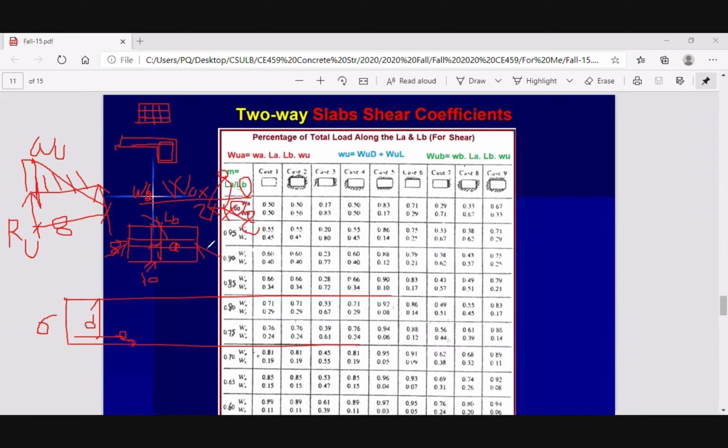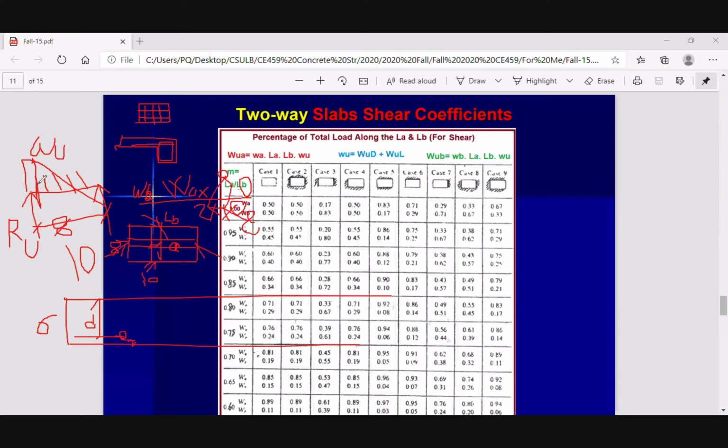Do the same, D from face of the support. Instead of this 8 feet, you have 10 feet because we are talking about this direction, B direction. And that's it, do the same. Any question on this one? Professor, can you go back where you were showing how to calculate shear, please?